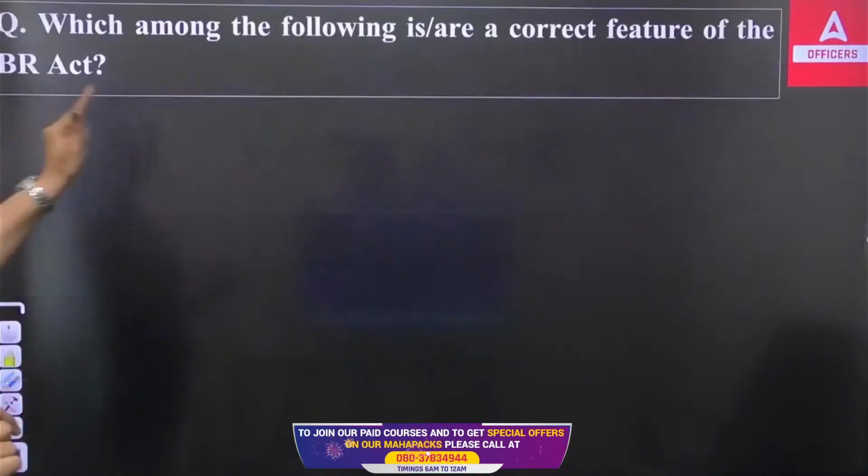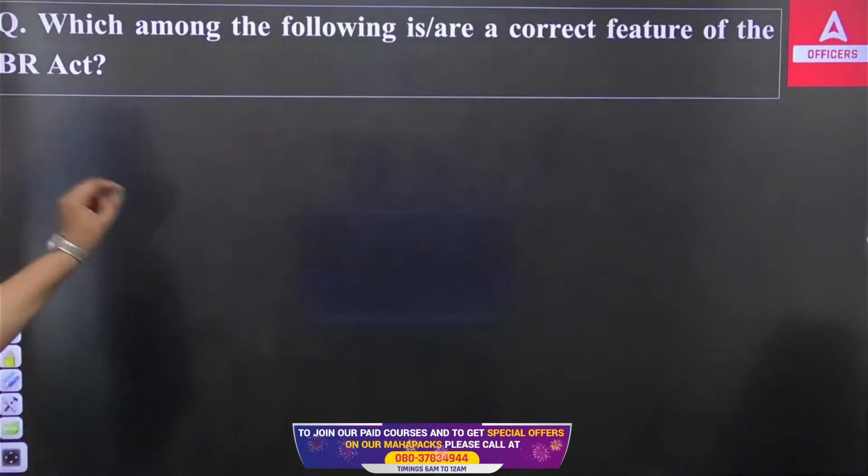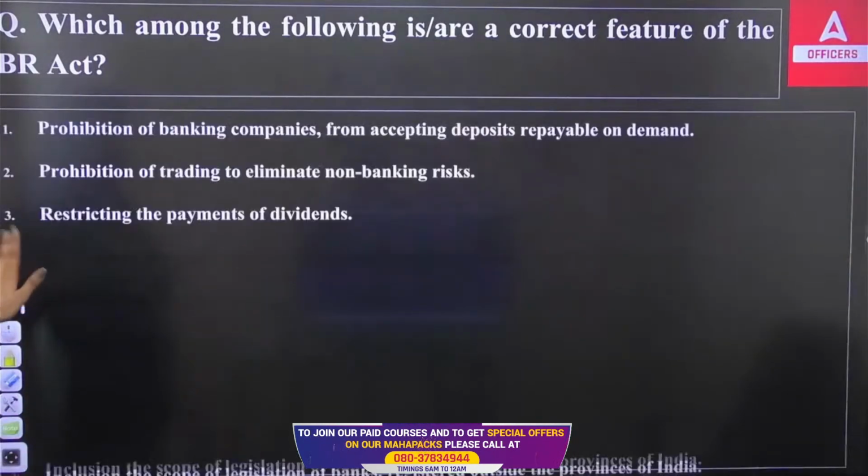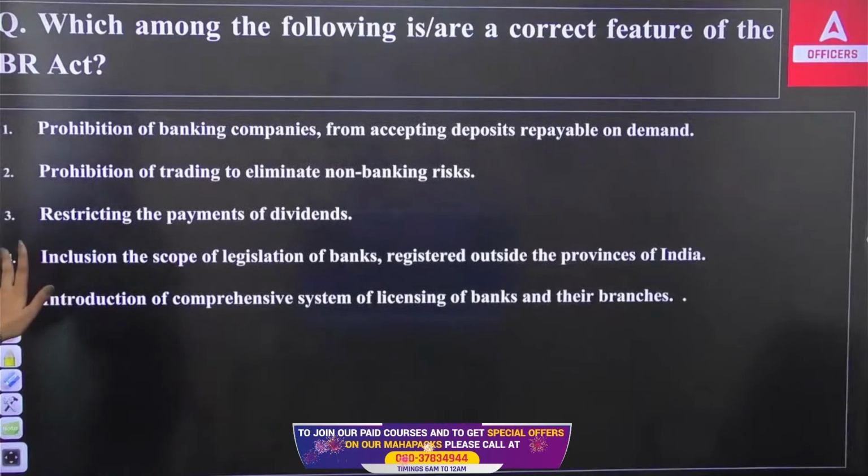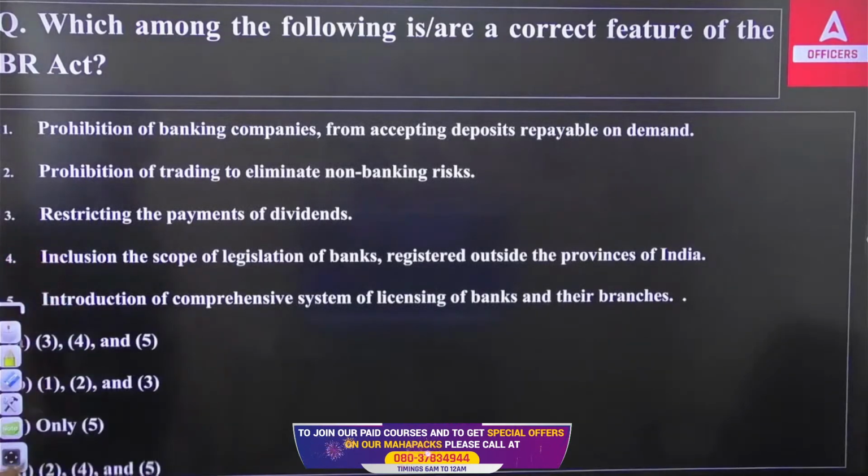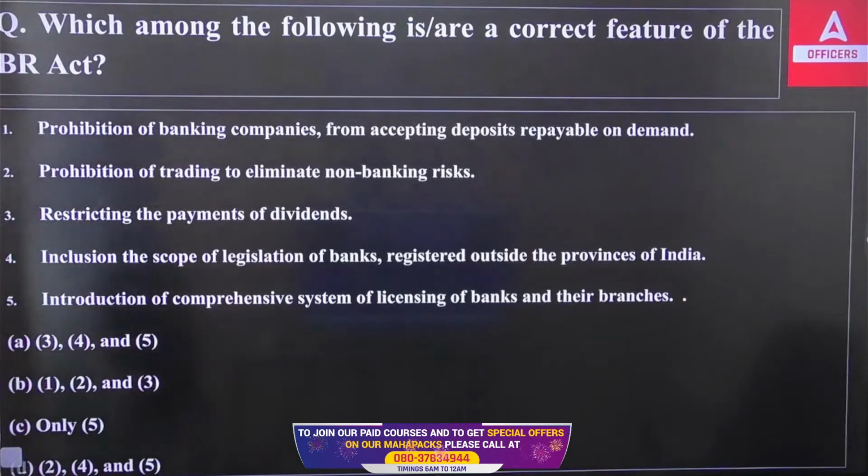Now, which among the following is a correct feature of the Banking Regulation Act? So, out of the following, what do you think? Five features have been written here, and out of those you have to tell which of the following is correct.